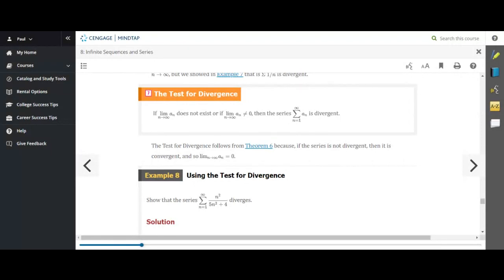Now what about this series here, in example 8? The series where n equals 1 to infinity of n squared over 5n squared plus 4. They're saying that series diverges. So let's think intuitively. As n gets large, what do the terms in that series start behaving like? What fraction do the terms in that series start looking like when n is large?